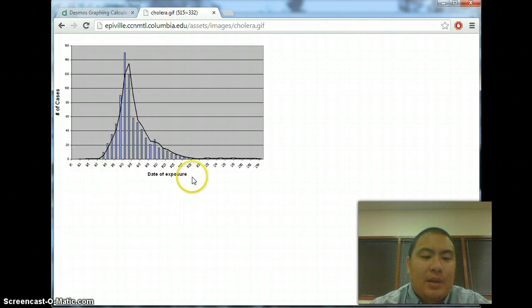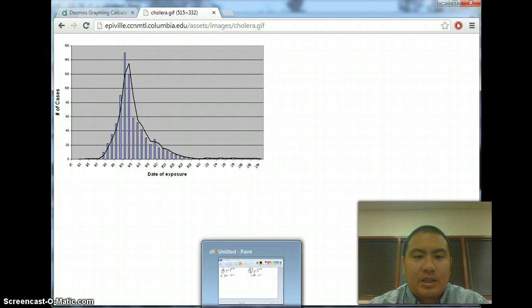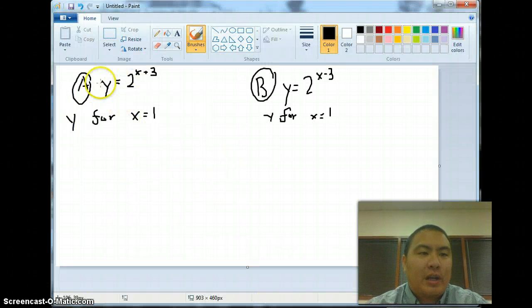Okay, so let's talk about the exponential problems that you're going to have. For your Chan Academy 2 questions on your homework, here are the 2 questions. For A, I want you to do this: y equals 2 to the power of x plus 3, and I want you to solve for y using x equals 1. And for B, y equals 2 to the power of x minus 3, solve for y for x equals 1. Okay, so what you do is you plug in 1, and that'll become 2 to the power of 4. And for this one, plug in 1, 2 to the power of negative 2. Alright, and let's move on into some examples.